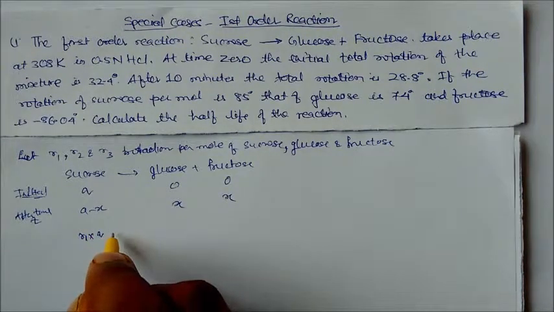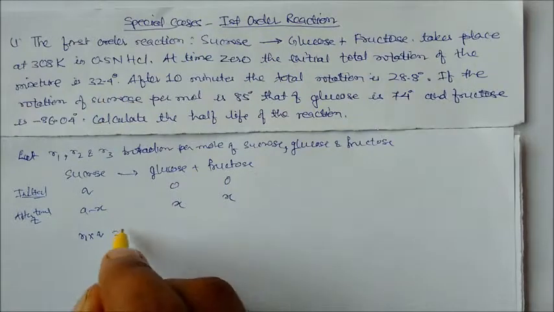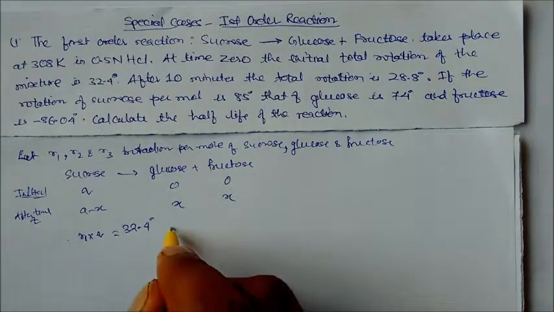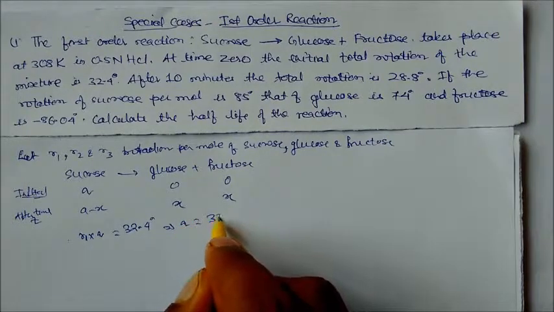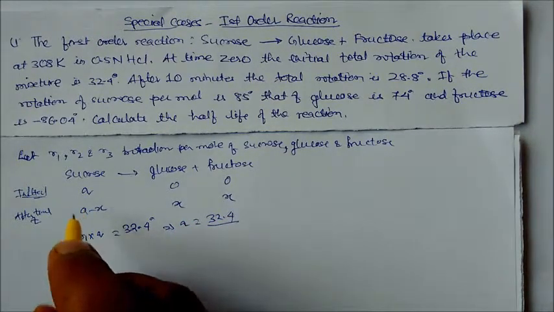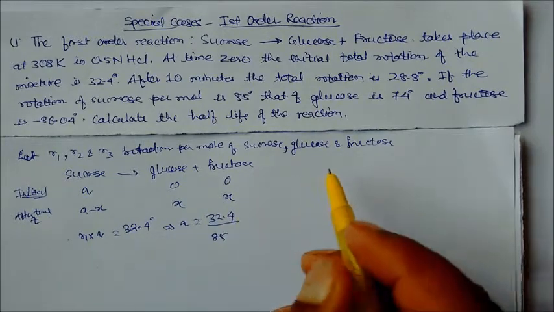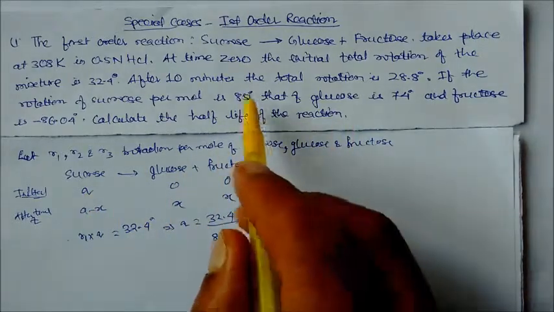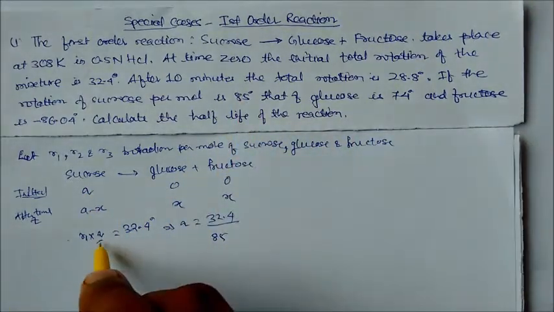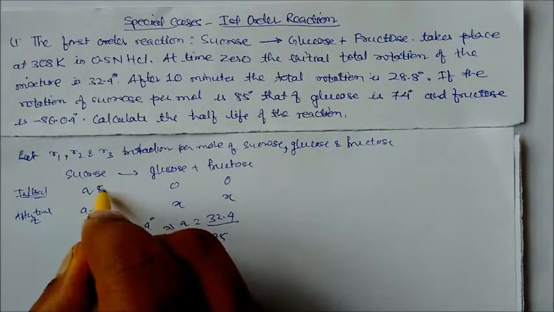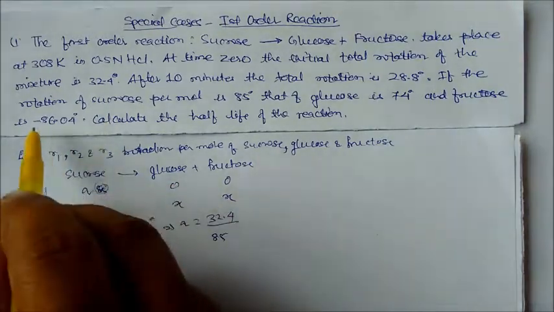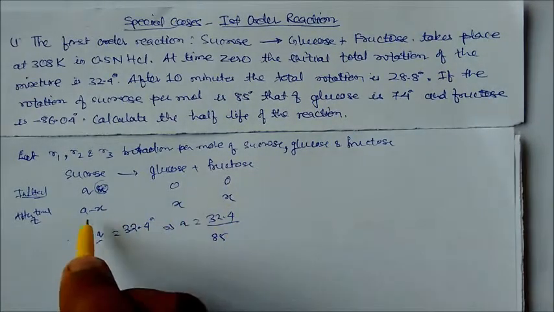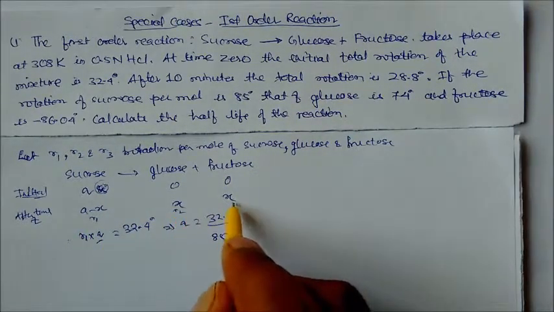of A, this is equal to, this is given here 32.4 degree, so this is the first equation. So from here we will get A is equal to 32.4 and rotation of sucrose is given here, 85 degree, so initially this is 85. After it is converted into minus 86.04, everything is given here. So this is R1, this is your R2, this is your R3.